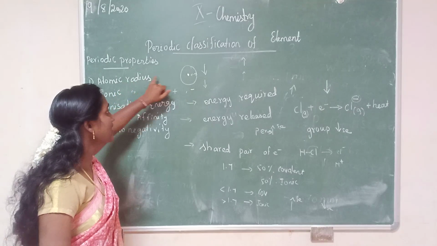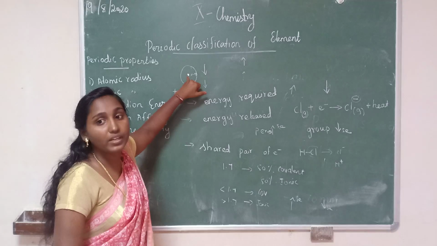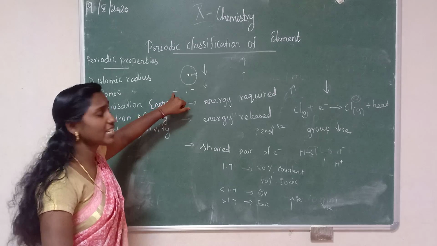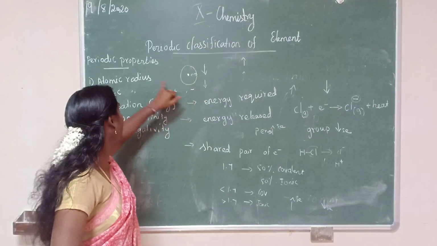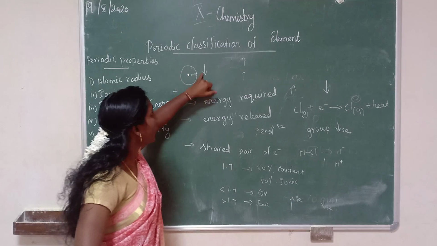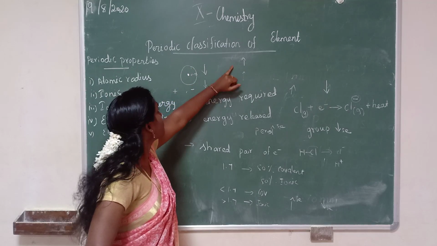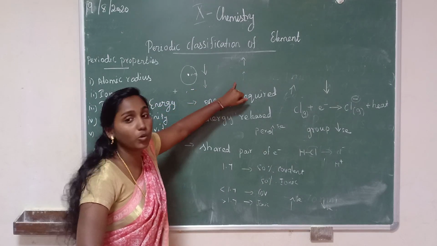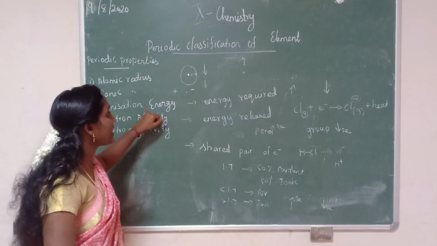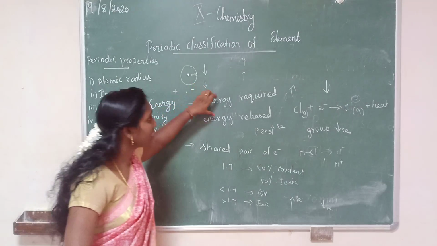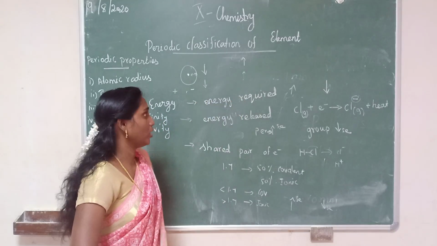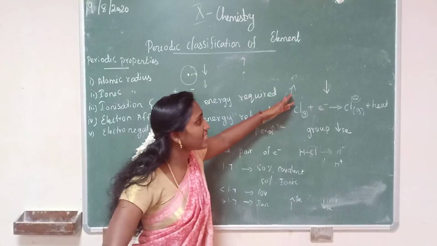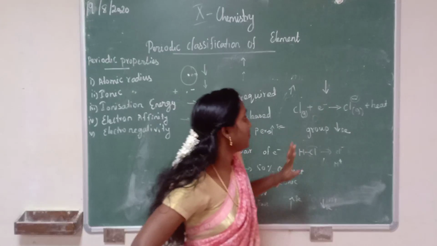Atomic radius means the distance between the center of the nucleus and the outermost shell. Ionic radius means the distance between the positive and negative ion. In atomic radius, it decreases across a period and increases down a group. In ionic radius, the periods decrease and groups increase. Ionization energy means the energy required to remove an electron. In ionization energy, it increases across a period and decreases down a group.